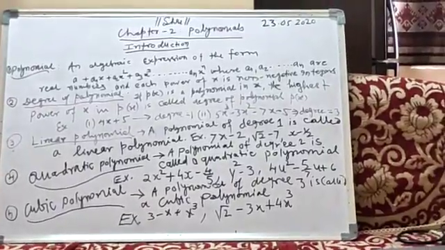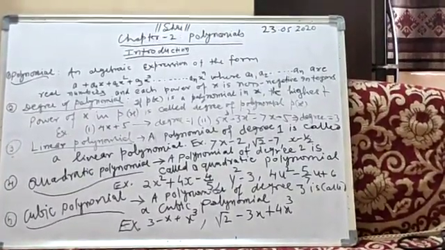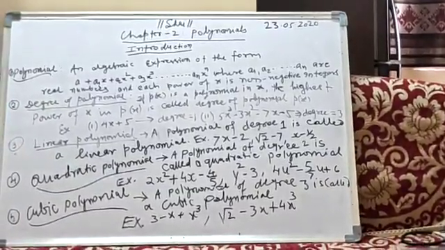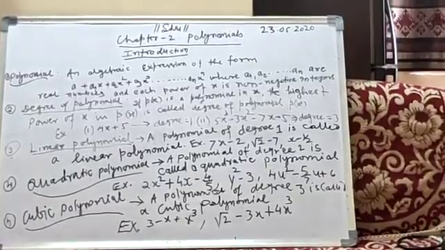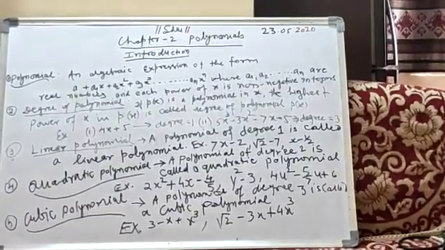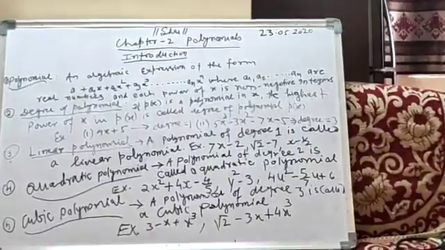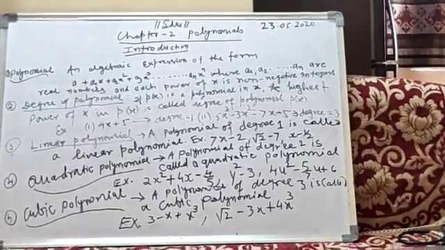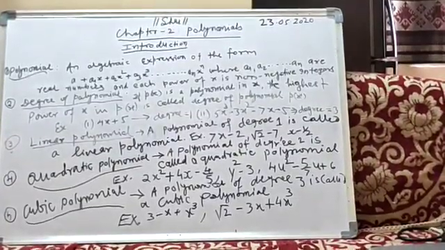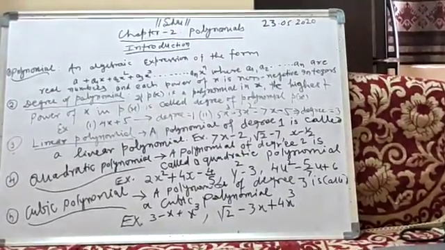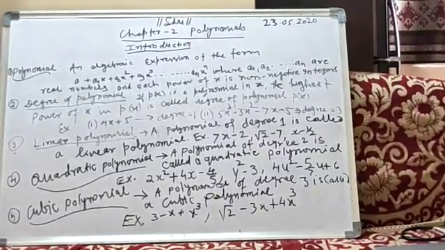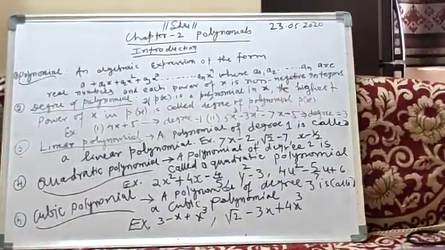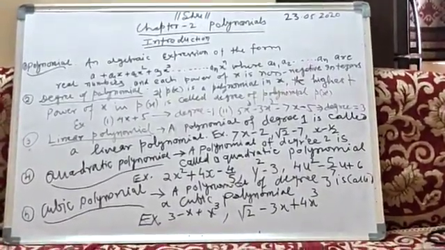So in 9th class we have defined polynomial as an algebraic expression having non-negative integer as power, that is the same thing. Then degree of polynomial. If p(x) is a polynomial in x, the highest power of x in p(x) is called degree of polynomial p(x). In short, the highest power of the variable in various terms of the polynomial is called degree of polynomial.